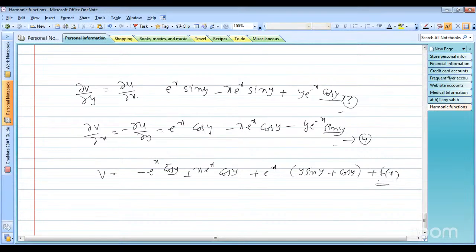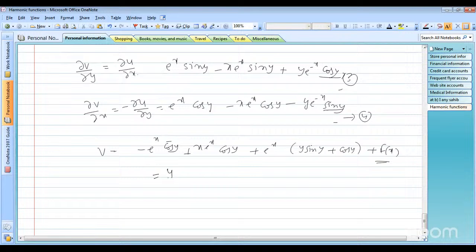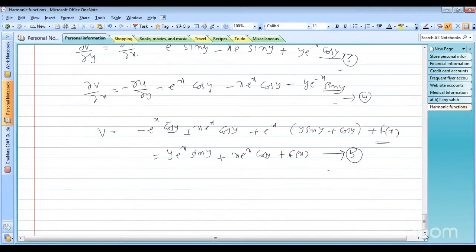So therefore we have to write here y into e^x sin y plus x into e^x cos y, minus y into e^x sin y. I'm taking this above one and simplifying here. So it's f of x. So f of x is a real function. So what is f of x? The real function of x. So this is the equation five I'm taking here.